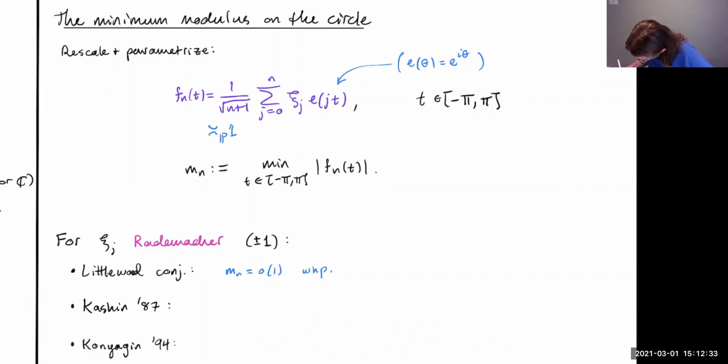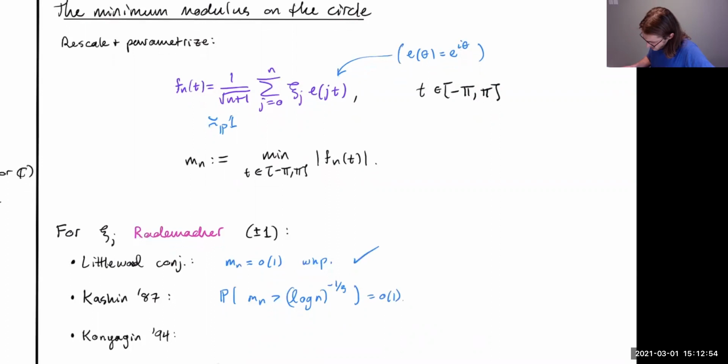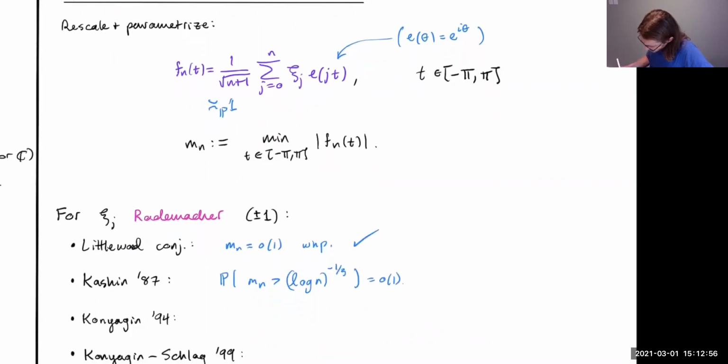Kashin was the first to show this, so he got an estimate of the form: it's at most inverse polylog, I think it's 1 over (log n) to the 1/3. So this confirms Littlewood's conjecture. But it's really much smaller than that. Konyagin showed that it can't be much bigger than 1 over n, actually. Okay.